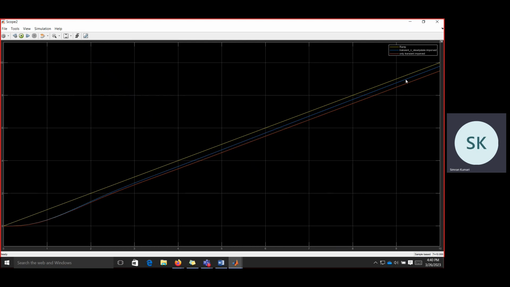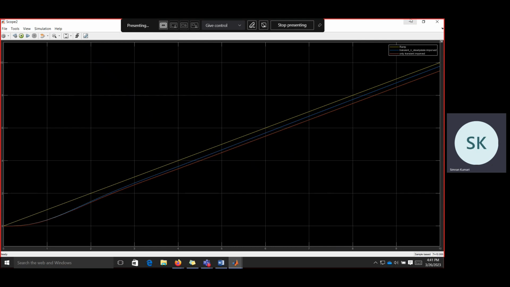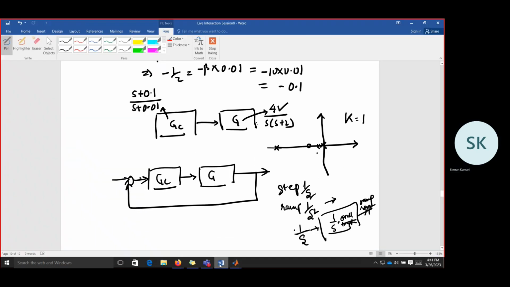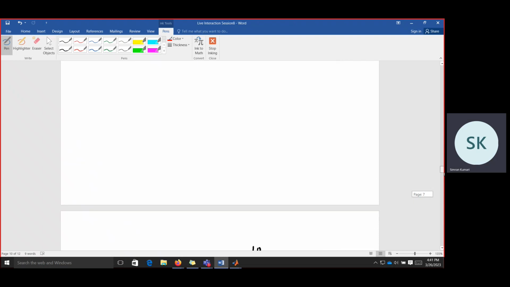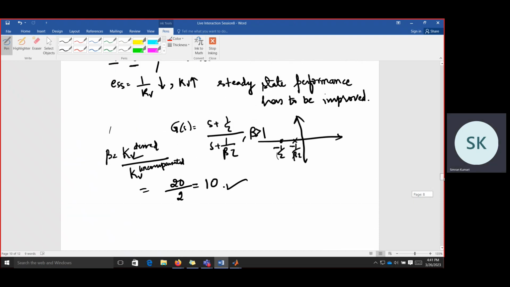So this blue one, if you see the error between the yellow, which is the ramp signal, and the system with the lag compensator, is less compared to the red one. The red one is only with the transient response improved. So we can verify that there is an increase in Kv, and that is approximately Kv equal to 20, no? Or 10. The value that was given in the specification was 20. Okay, I hope this is clear now.